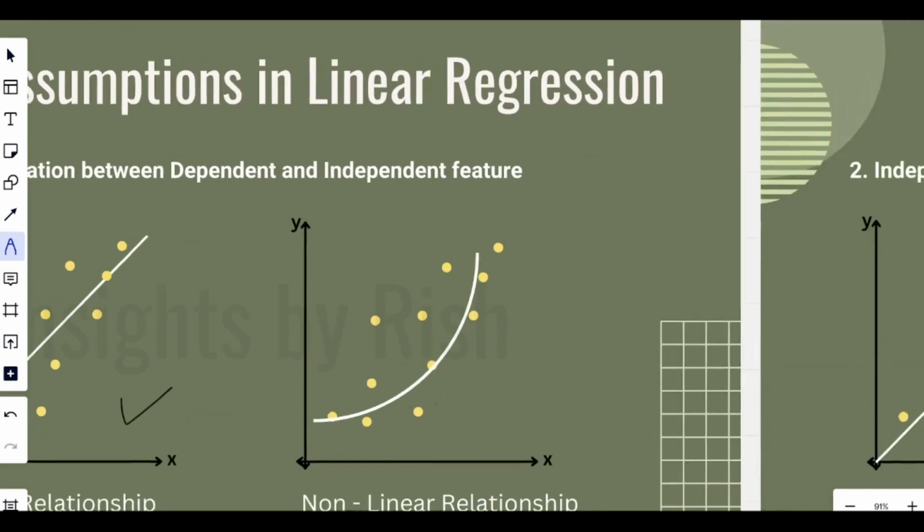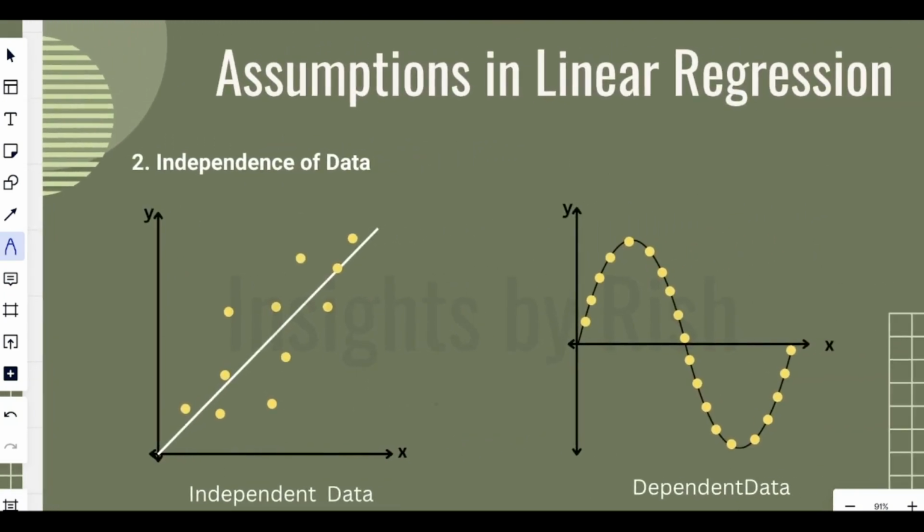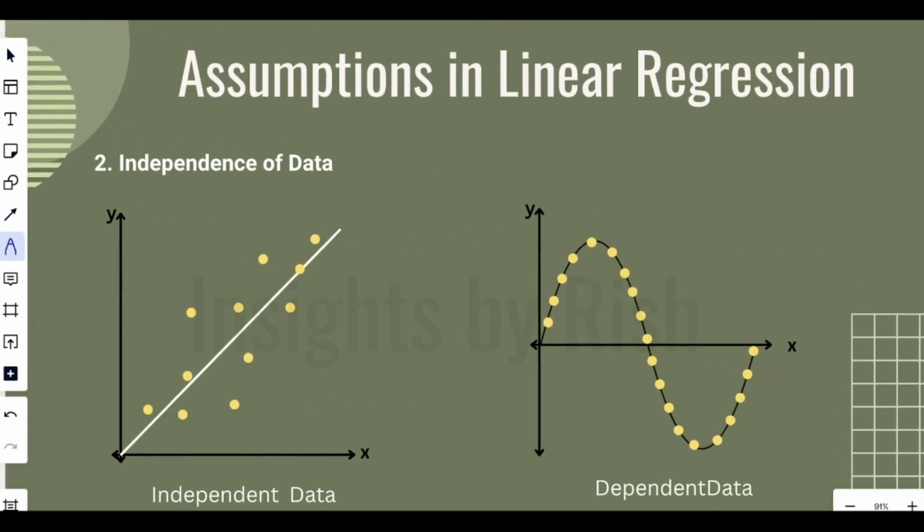The second assumption that we make is independence of data. By independence of data, I mean the data points aren't dependent on each other. Here, every data point is independent from every other data point. While in a dependent data point, your current data point is dependent on its previous data.